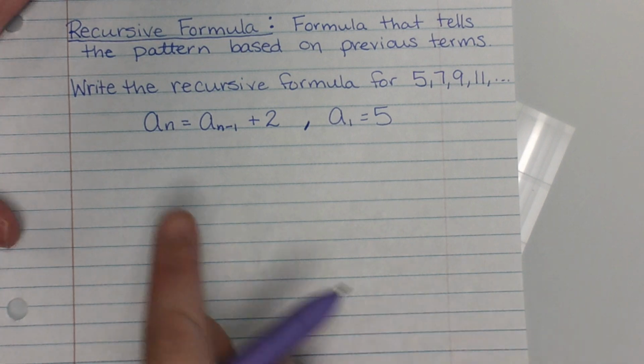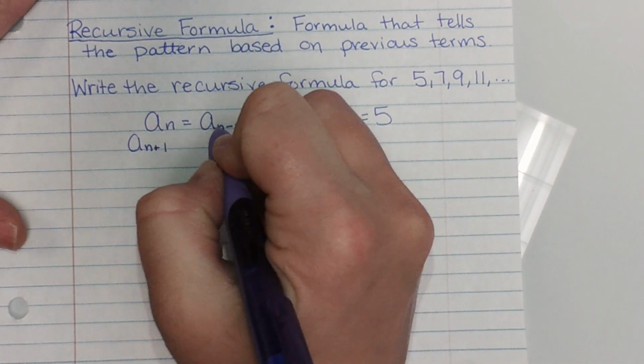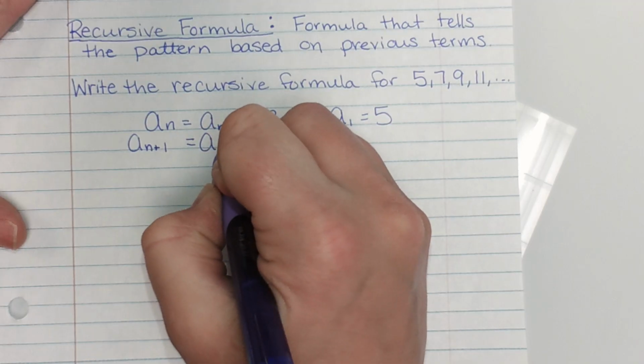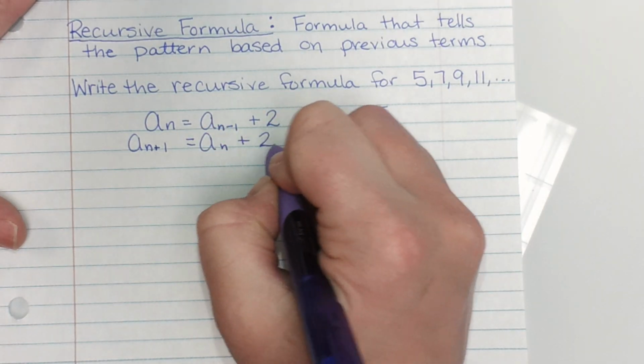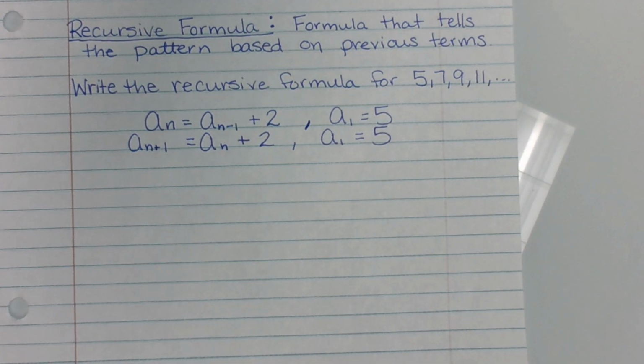Another form of what this equation could look like is a sub n plus 1 is equal to a sub n plus 2, where a sub 1 is equal to 5. These are two different forms of the exact same equation. Note the n minus 1 and the n plus 1, those are all in the subscripts. Those are all those tiny little letters with that a sub n.